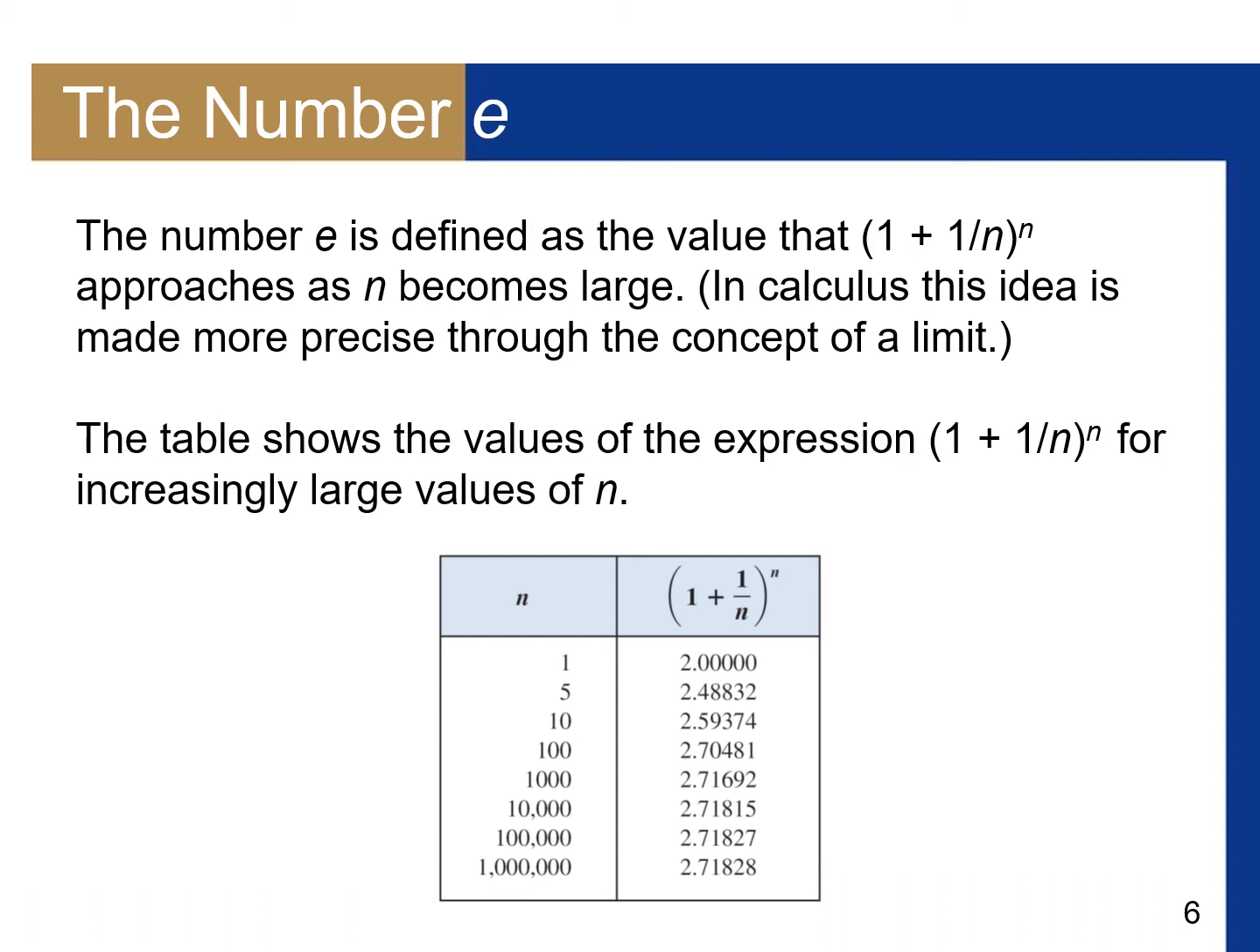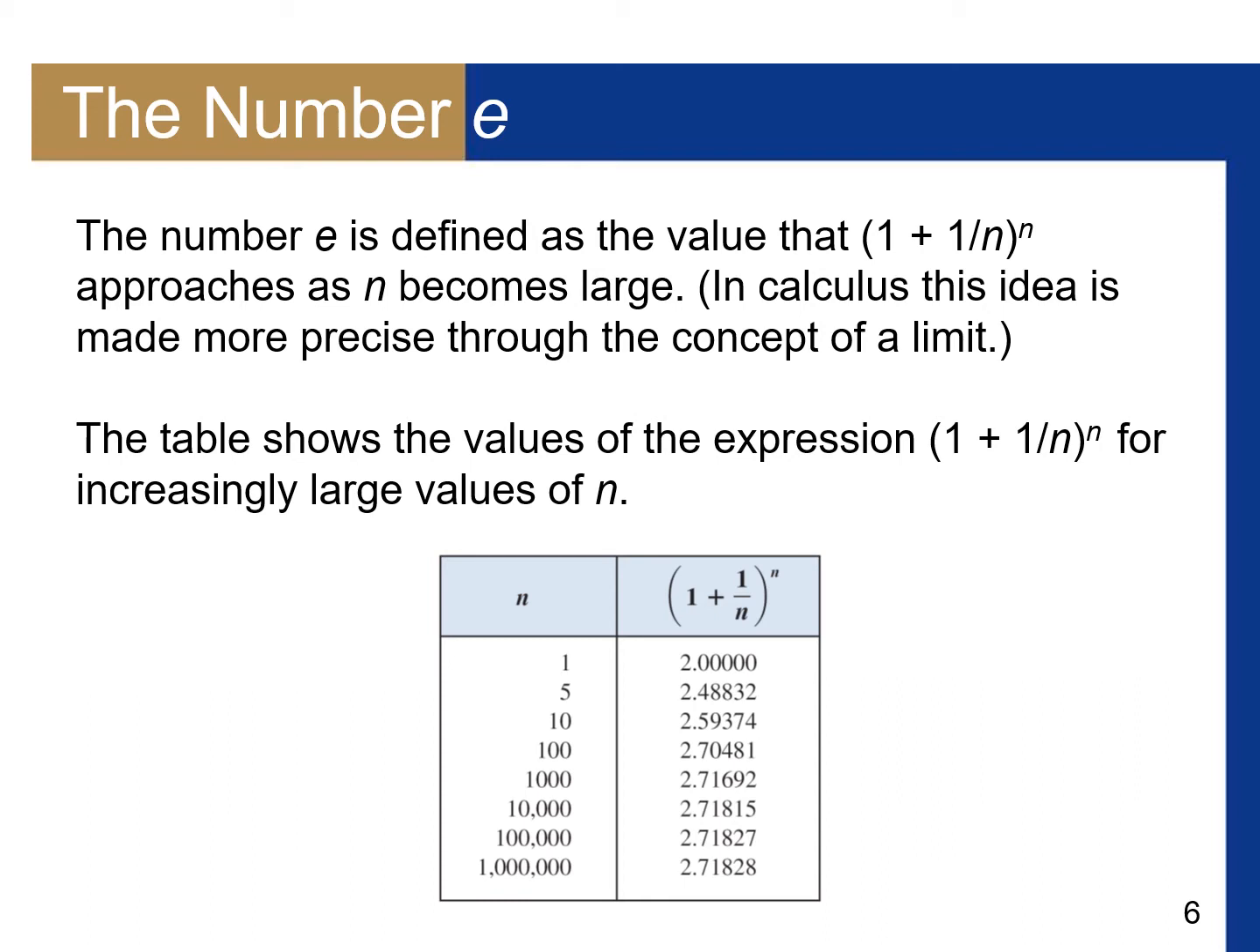The number e is defined as what 1 plus 1 over n, all to the nth power, approaches as n becomes large. In calculus, this idea is made more precise through the concept of limits. And the table shows the expression for increasingly large values of n.